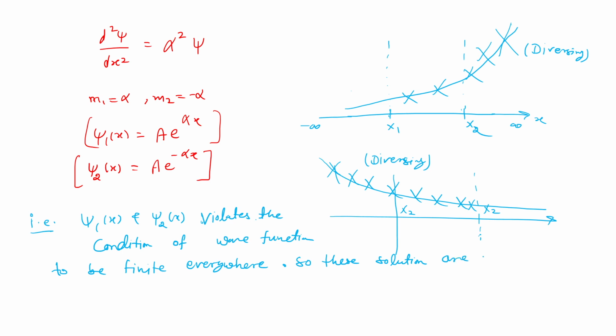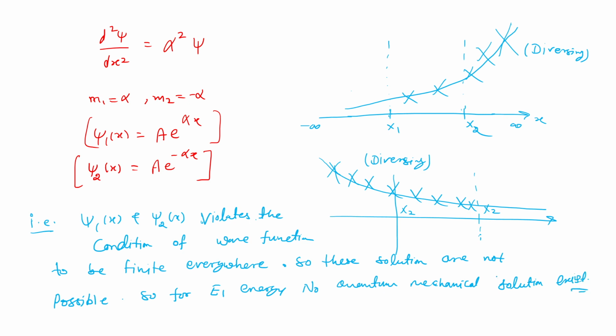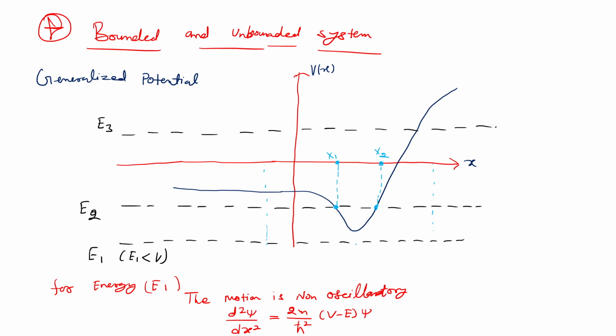So these solutions are not possible. So for energy E1, no quantum mechanical solution exists. Very clear. It should be very clear, guys. In this case, for the energy E1, there is no possible solution because everywhere the kinetic energy is negative.